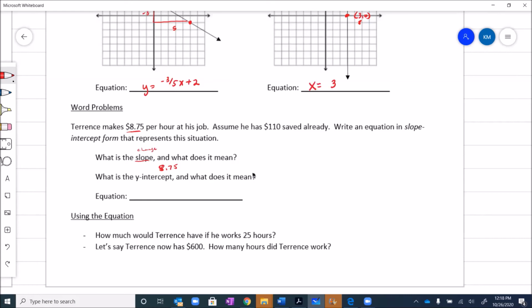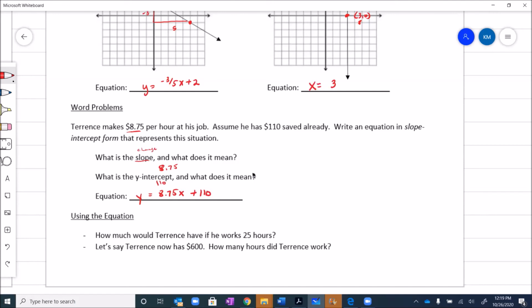What's his y-intercept? Well, in this case, it's 110, because that means how much money he started with. Remember, our y-intercept is where we start. He started with $110. Okay, so make sure you're listening to these and understanding that, because that's going to be important. You're going to be asked to identify these. So our equation then, y equals 8.75x plus 110.